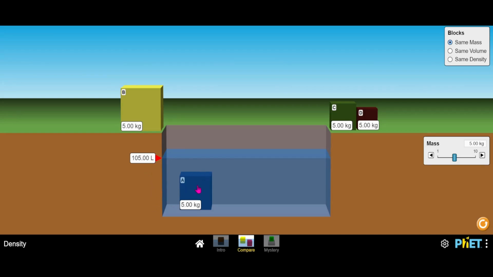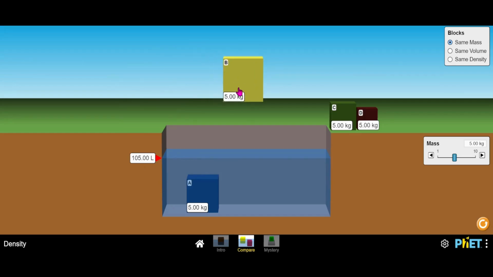Because you're dropping the volumes inside it, the level keeps on rising, so this means block A has a volume of 5 liters. Now let's see what the increment is when we drop this object B. Oh, it went to 110, which means this is also 5, for this part only.